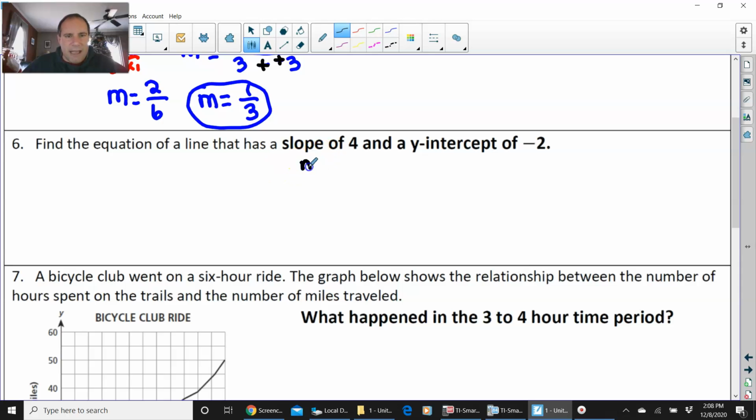All right, so number 6, find the equation of a line that has a slope of 4. I'm going to write it down. M equals 4. And a y-intercept, b, of negative 2. Find the equation of the line. What's the equation of any line? Yep. Y equals mx plus b.